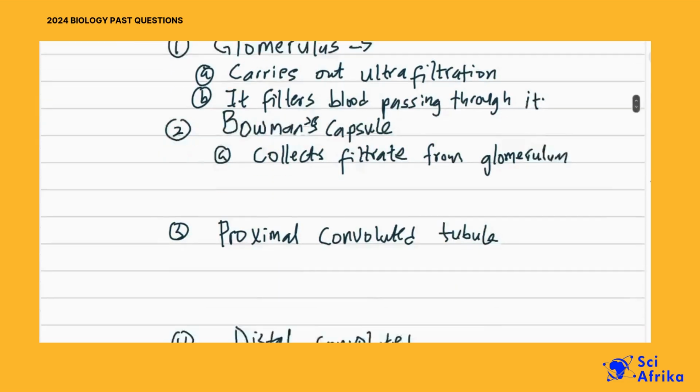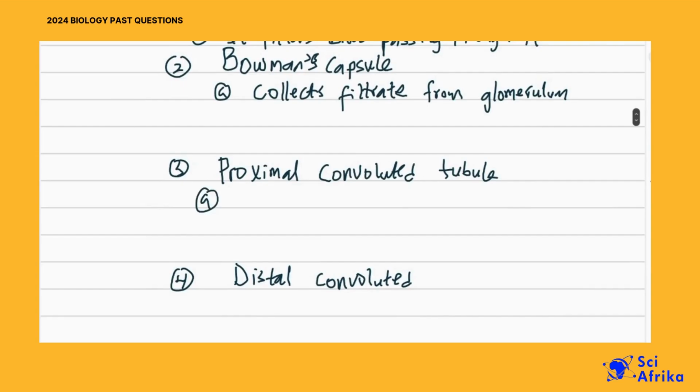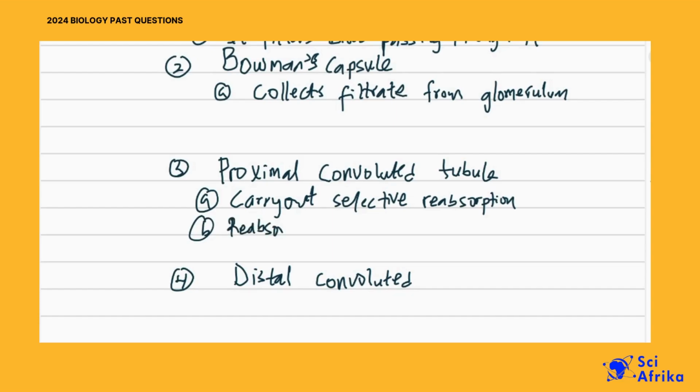So I will write it at this point. I will say the proximal tubule helps to carry out selective reabsorption. Or we can also say it helps to reabsorb substances, for example vitamins, back into the body.